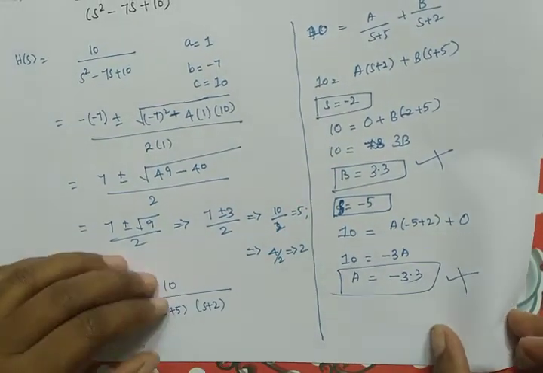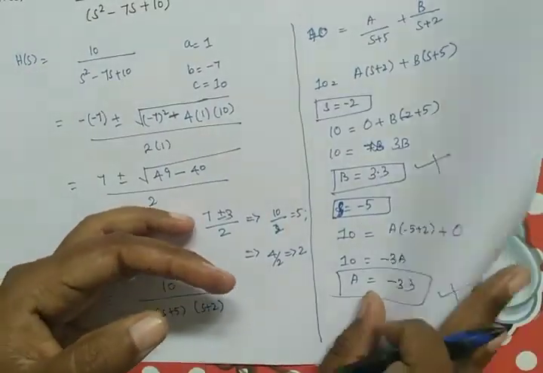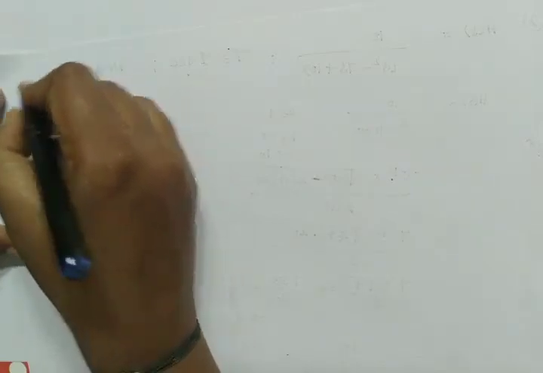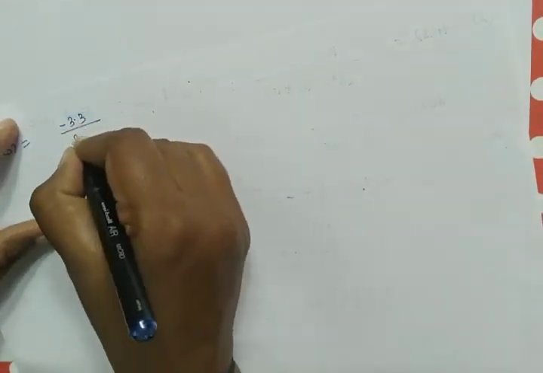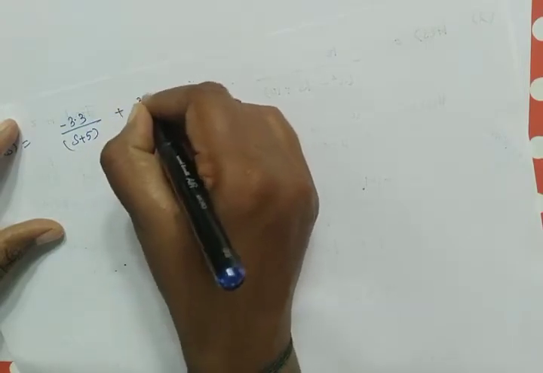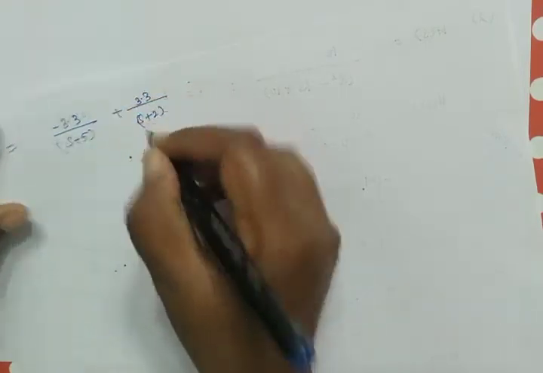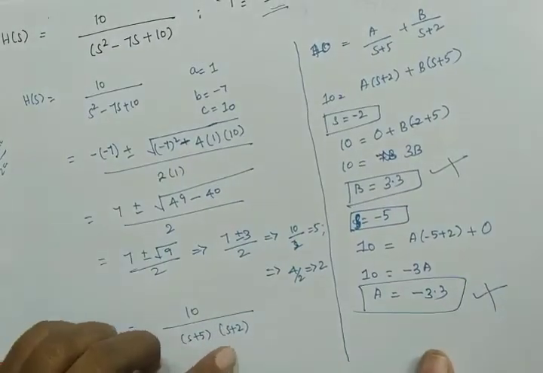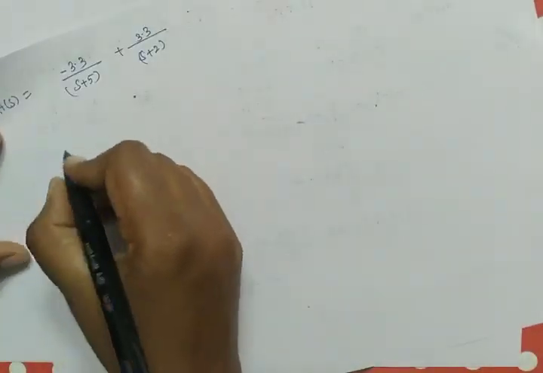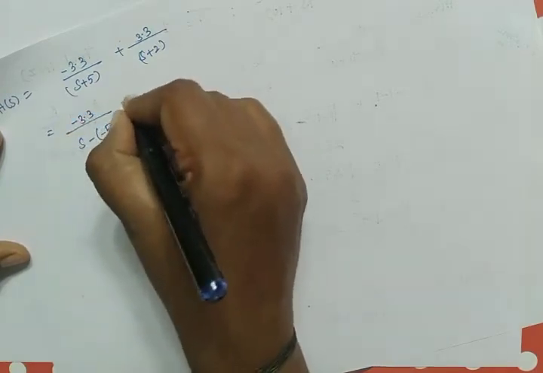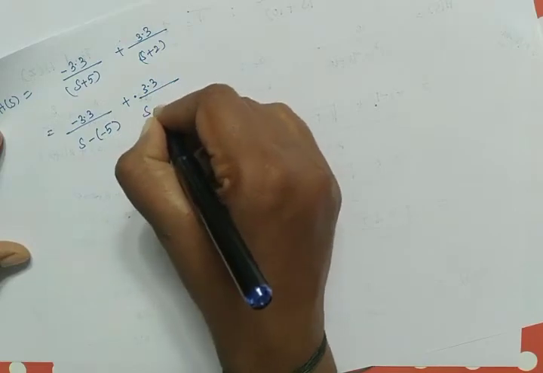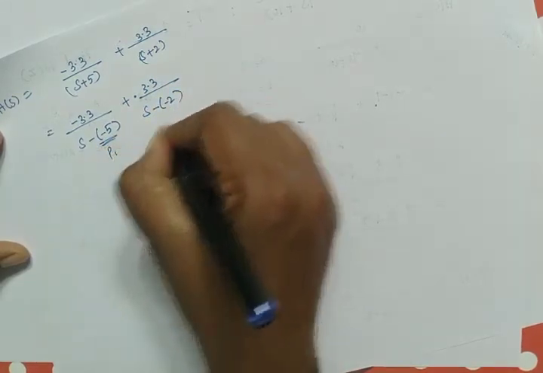Now what we have to do is use these values the same way. Therefore we can write h of s will be equal to, what is our a value, minus 3.3 divided by s plus 5, plus b will be 3.3 divided by s plus 2. Because here we have s plus 5, s plus 2. And finally we can write this as minus 3.3 divided by s minus of minus 5 plus 3.3 divided by s minus 2. This is our p1, this is our p2.